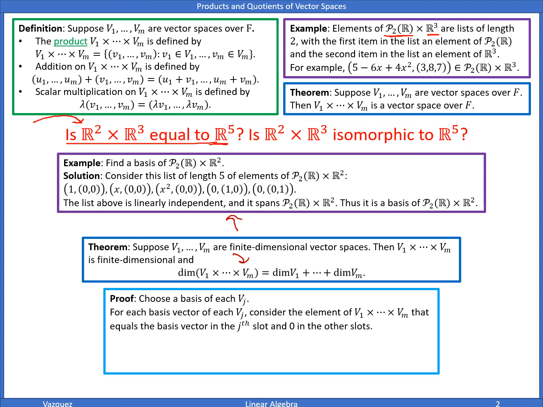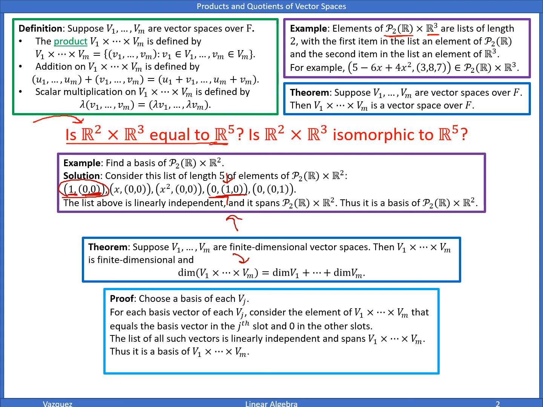So again, this is going off the example. Consider an element in the product space. So this is 1, and the basis vector is 1, and then put a 0 everywhere else. Same thing over here. We had a 1 for R2, and then a 0 everywhere else. That's how we're constructing this basis.